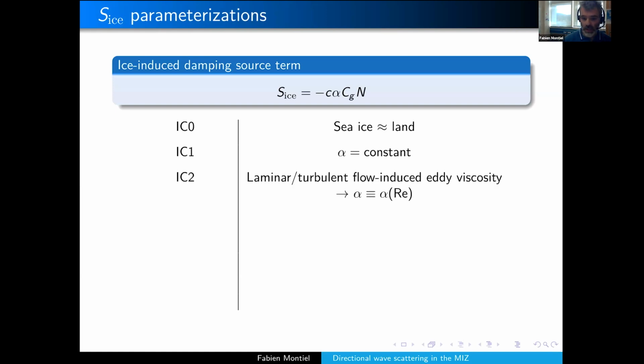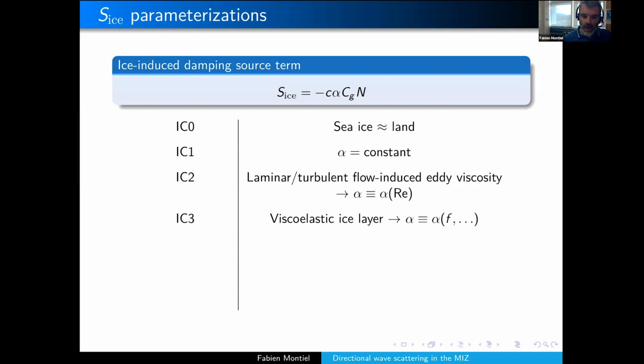Then IC2 came in, and there are several versions of it, but in the latest version, it basically parameterizes the attenuation coefficients through some eddy viscosity parameter, which depends on the flow regime, whether it's laminar or turbulent. So that's why it depends on the Reynolds number.